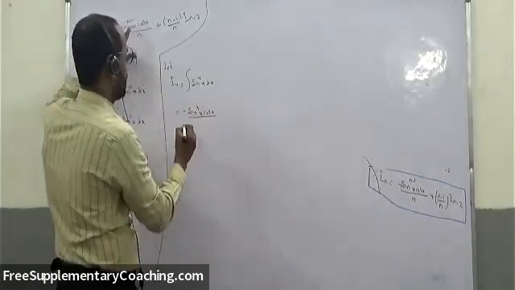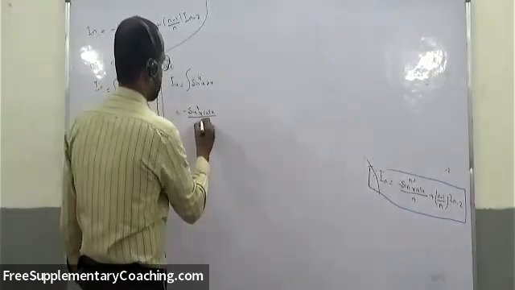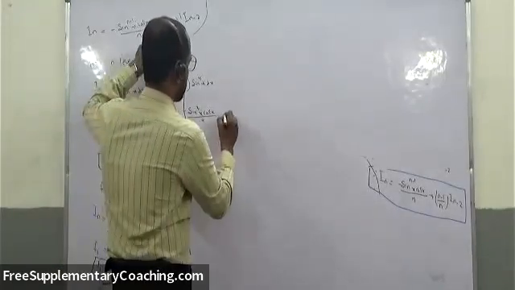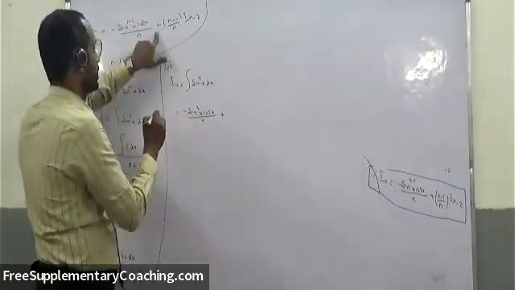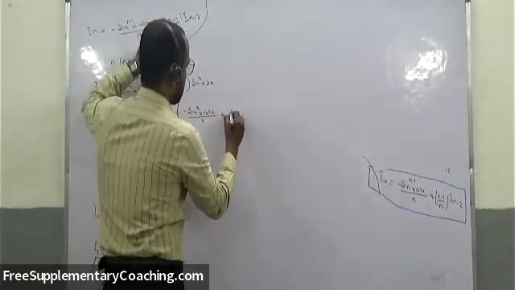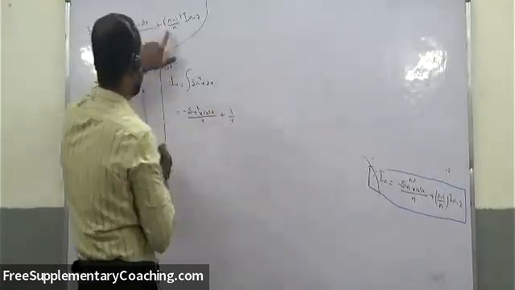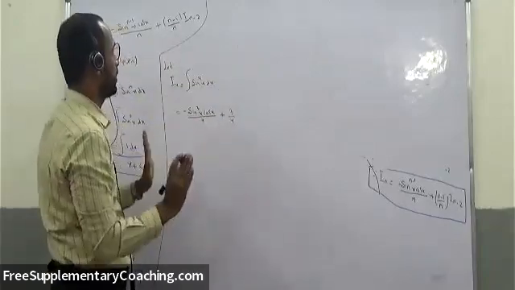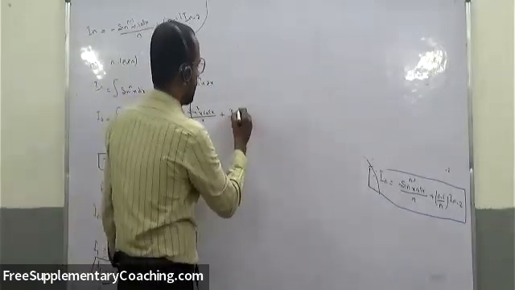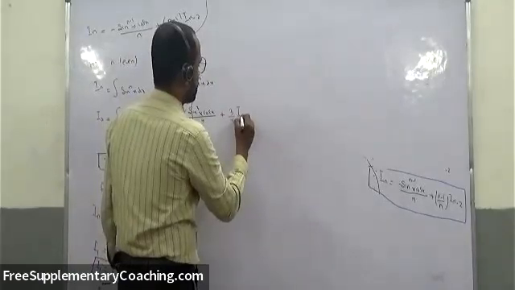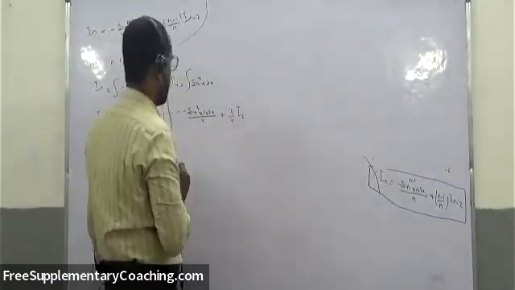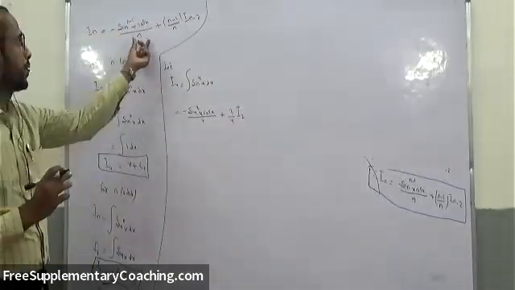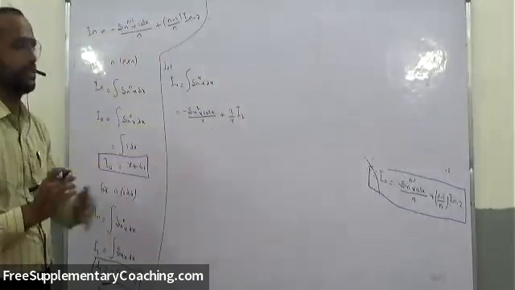N value is how much? 4. Okay. Plus n minus 1, 4 minus 1 is 3. N value is 4, n minus 1, 4 minus 1, 3. N value is 4 as it is. In minus 2, in minus 2 means 4 minus 2 is 2. So if you keep I4 according to this formula, we have got this form.